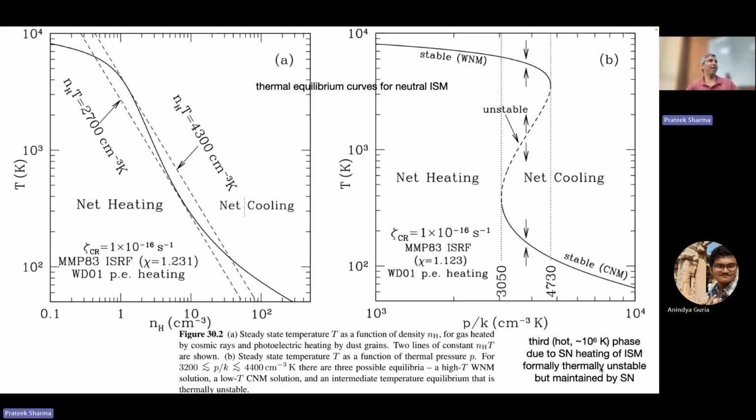But since it's a low density gas, the hot gas is a low density gas with a long cooling time. See, cooling rate per unit volume goes like n squared. If the hot phase is low density, its cooling time can be long. So it may not reach equilibrium. So it can be out of equilibrium in the sense of thermal equilibrium.